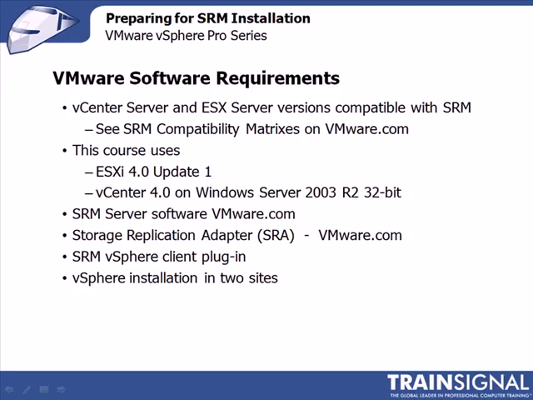Also, in order to proceed with the installation, you'll need to download the SRM server software and have that ready to go. You'll also want to download the storage replication adapter from VMware. So that's the SRA. That's the piece that will allow SRM to talk to the supported storage replication, in this case, HP Left-Hand's VSA. We'll also need the SRM vSphere client plugin to be installed. That's not a separate download. That's actually included with the SRM server software, so we don't have to worry about having that in place.